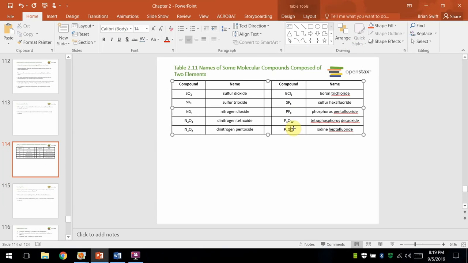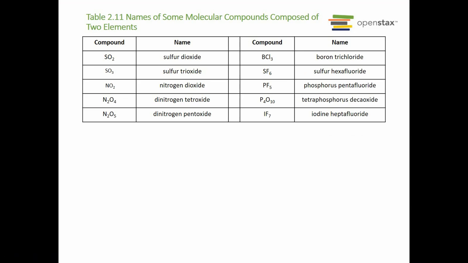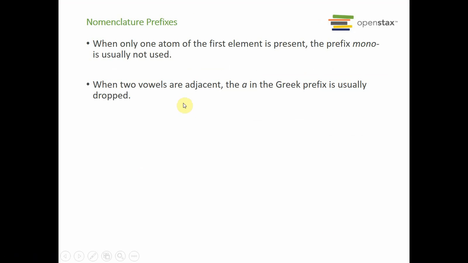They wanted to write here F, hepta is 7, and iodine is I. Iodine heptafluoride, phosphorus decaoxide. Okay? So, they didn't do that there.